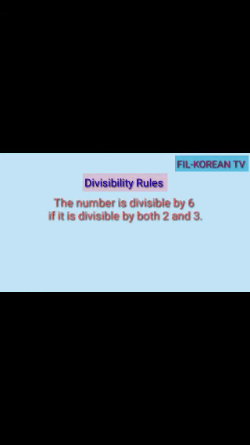Another divisibility rule: the number is divisible by 6 if it is divisible by both 2 and 3. Dito naman, para malaman natin na ang number ay pwedeng ma-divide sa 6, titingnan natin kung pwede itong ma-divide sa 2 at pwedeng ma-divide sa 3. Kasi kapag pwede sa 2 at pwede sa 3, automatic pwede sa 6 din ma-divide. Dito, i-apply natin ang divisibility rule ng 2 at 3.